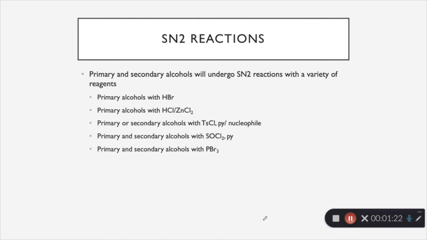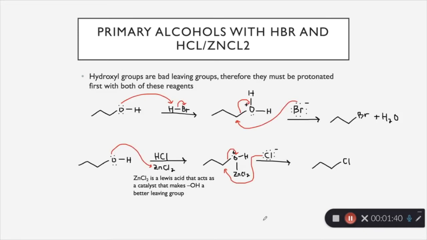So we have several different SN2 reactions here, and they are all going to take place on primary and secondary alcohols. And we have several different reagents, so take a look at this list, but we are going to go through a few examples for each of these. The first ones we're going to talk about are primary alcohols treated with HBr and then HCl and zinc chloride.